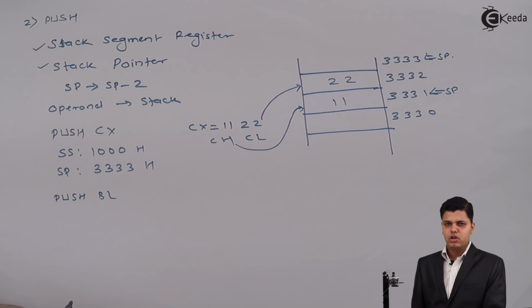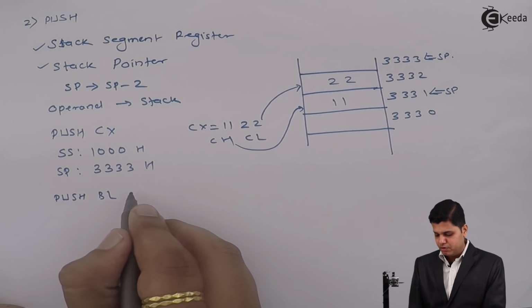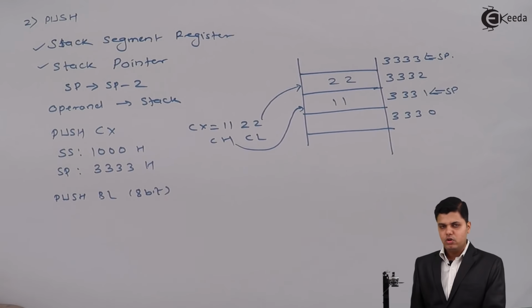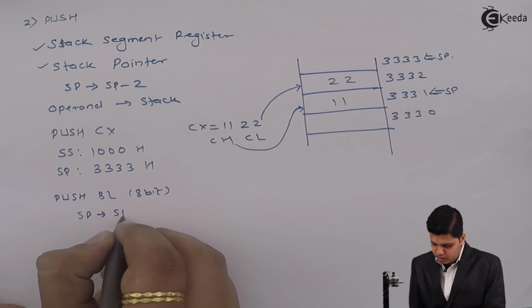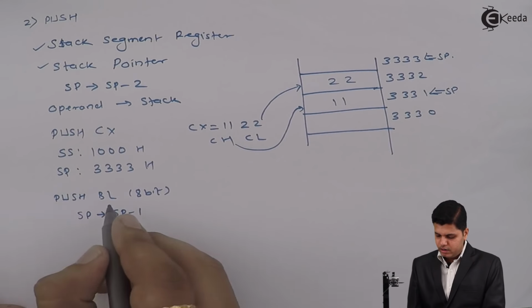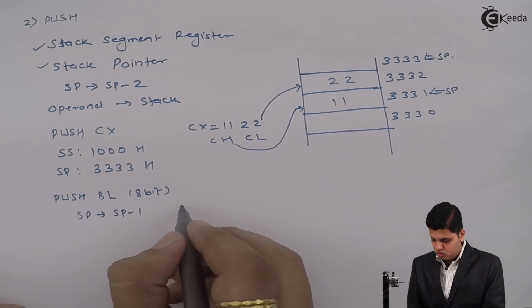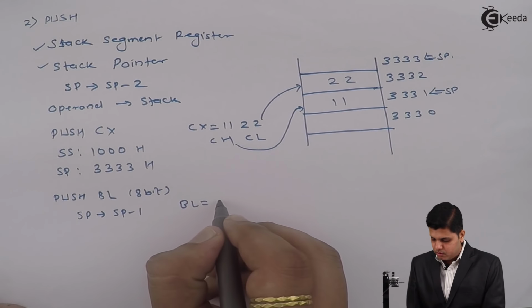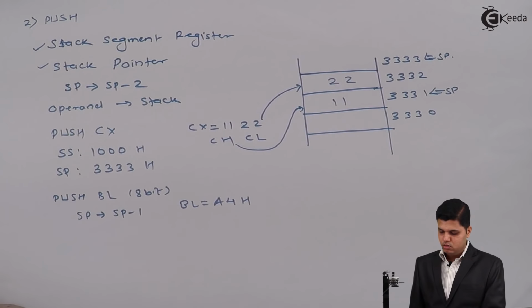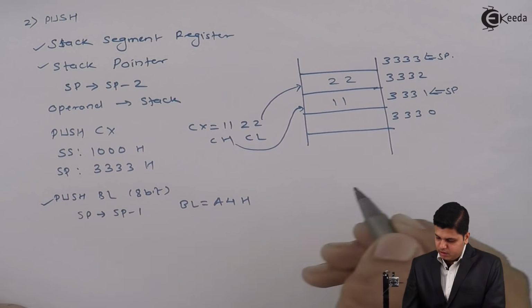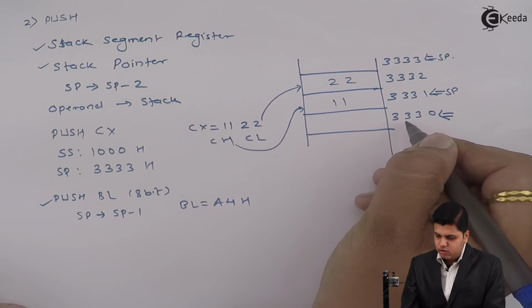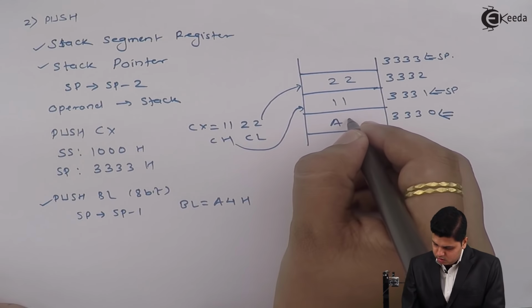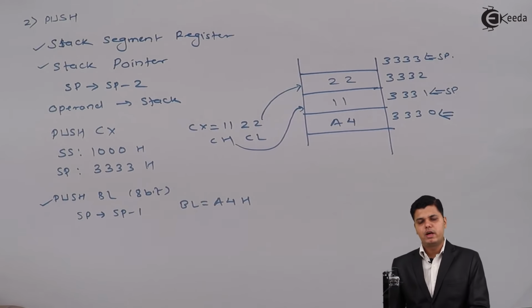Now in this case, if you can observe, the operand which is being specified is 8 bit. So in this case the stack pointer is not decremented by 2, it will be decremented by 1 only. So stack pointer goes to stack pointer minus 1 and the contents of BL will be moved to 3330. So if BL carries A4H, after execution of the PUSH BL instruction, the stack pointer will be changed to 3330 and the contents of 3330 will be A4H. So this is what happens in the push instruction.